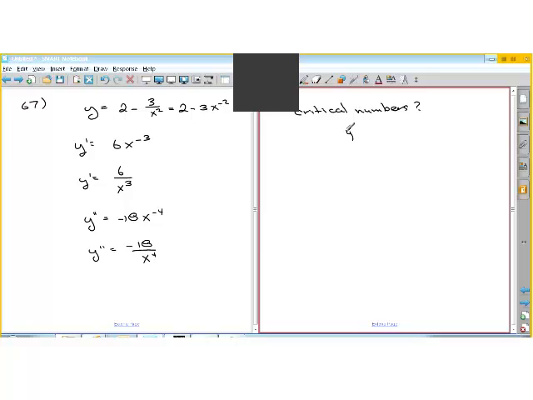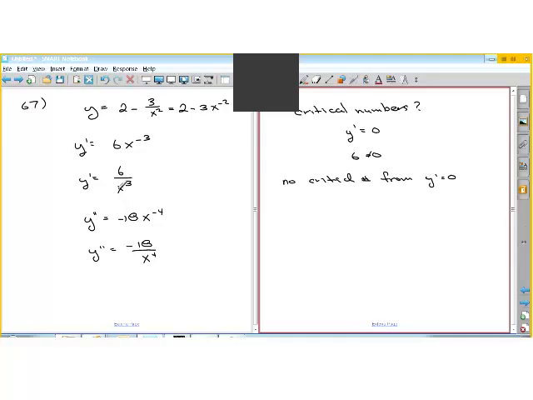When is that? That's when y prime is equal to 0. So that means we just look at the numerator. 6 is never equal to 0, so there are no critical numbers from the case where y prime equals 0.